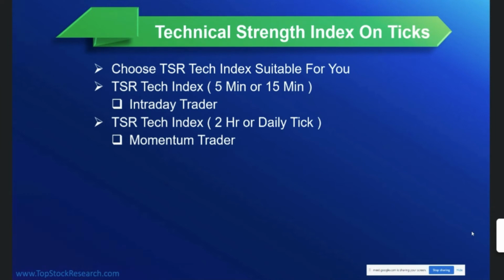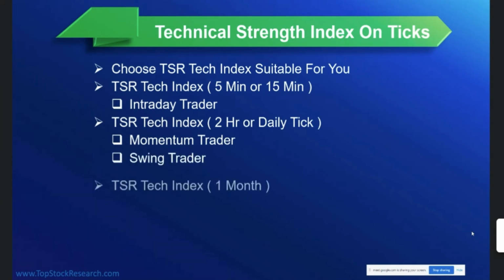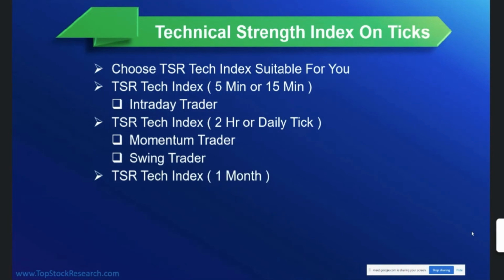Momentum traders should be looking at 2 hours or daily tick. Swing traders also, 2 hours daily tick is a good one. 1 month tick is more for positions, and perhaps 1 month and 1 week also. That should help you to take the position calls.